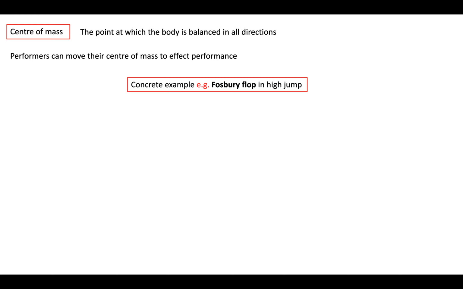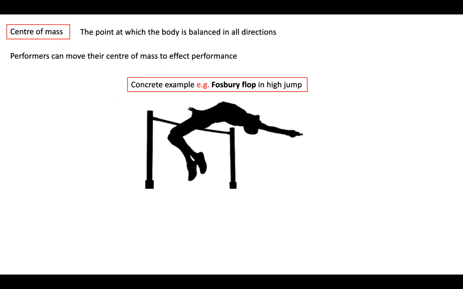I'm going to use this concrete example of a Fosbury flop in the high jump. Okay, so this is the Fosbury flop in the high jump. Athletes didn't used to jump like this over the high jump. They used to jump differently. They used to pretty much run at it and then jump as you would over a hurdle, but people weren't getting very high. And then this technique was developed.